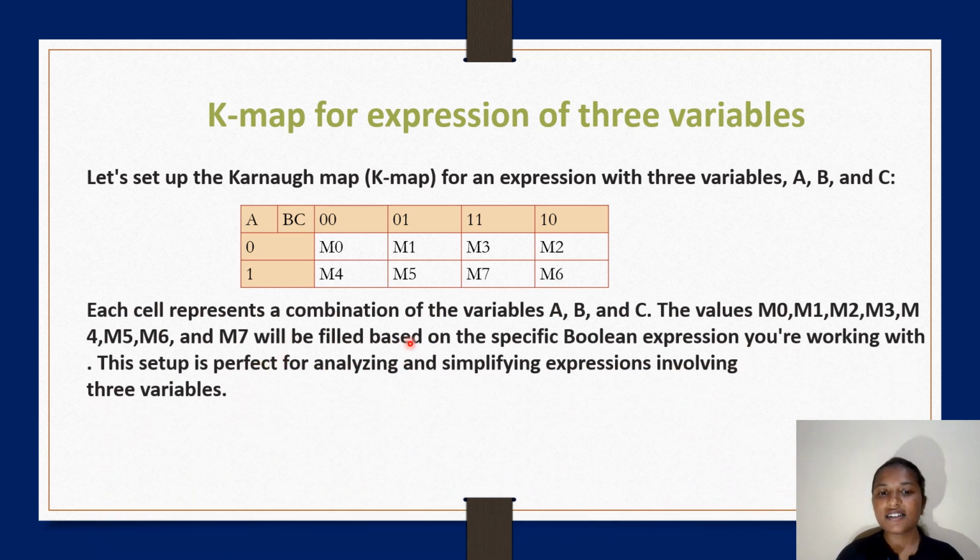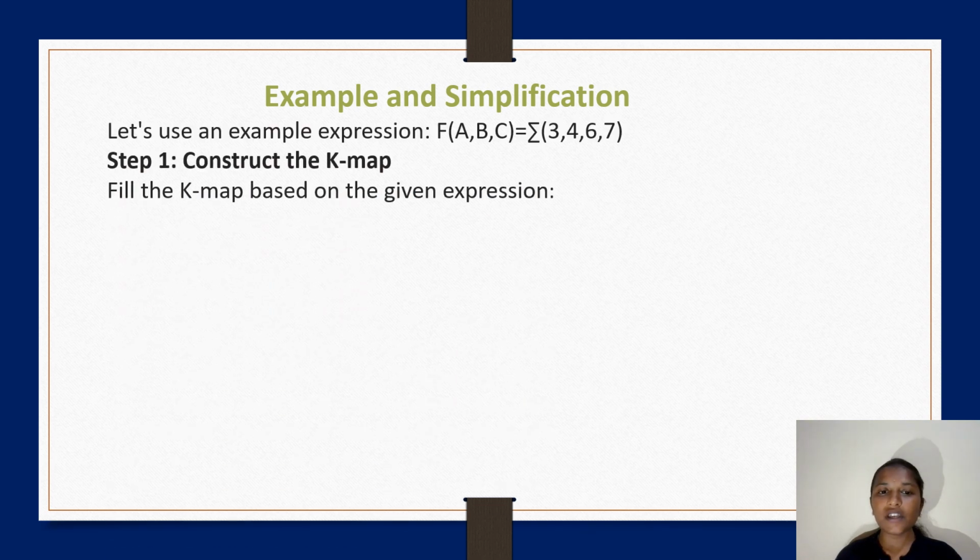Each cell represents the combination of variables a and b. The values m0, m1, m2, m3, m4, m5, m6 and m7 will be filled on the basis of the given Boolean expression we are working with. Let us see an example and simplification for three variable K mapping.